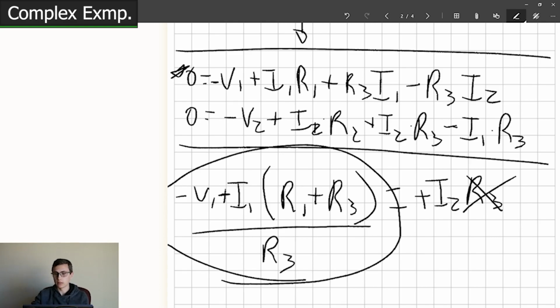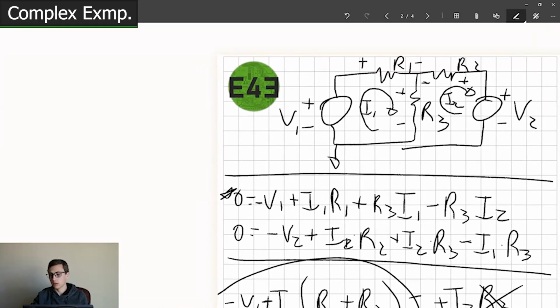At some point, depending on what you're doing, this is kind of where things break down. In my college years, I believe we would eventually plug some numbers into this situation. We would actually assign a value to the above. That's typically not where I find the strength of this circuit analysis method.